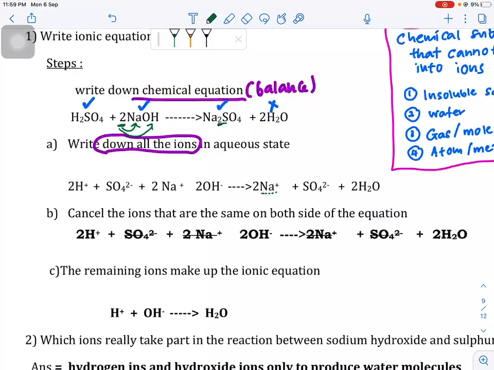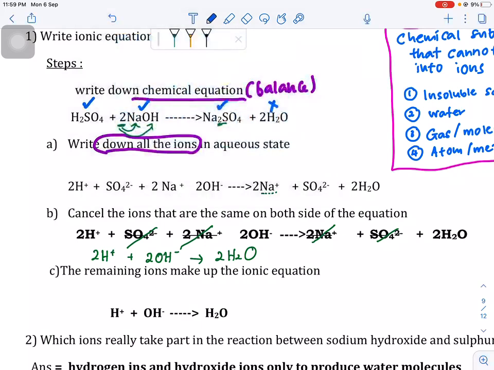Okay, after that, we need to cancel the same ions on both sides. So, dia ada ion yang sama tu, kita kena cancelkan dia. So, apa ion yang sama? Kita ada sulfate ions and also sodium ion. So, what is left? Apa yang tinggal? Yang tinggal adalah 2 hydrogen ion and 2 hydroxide ion produce 2 H2O.